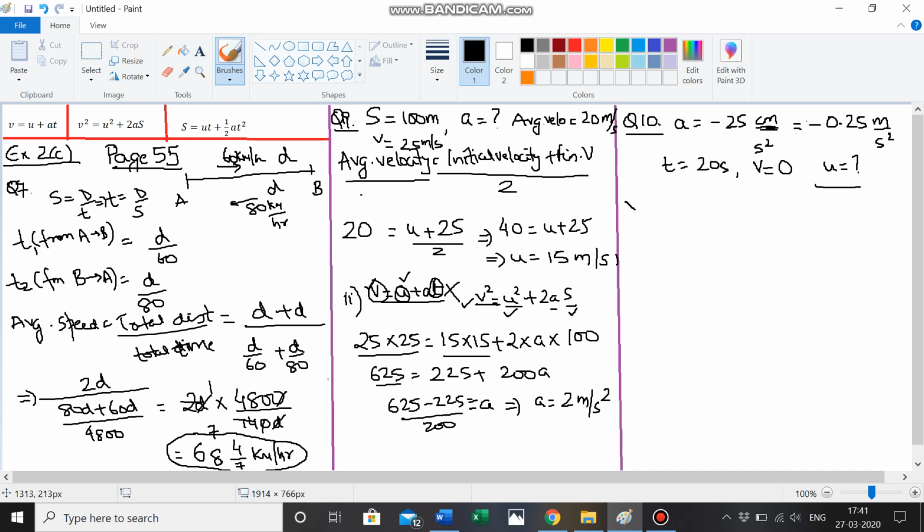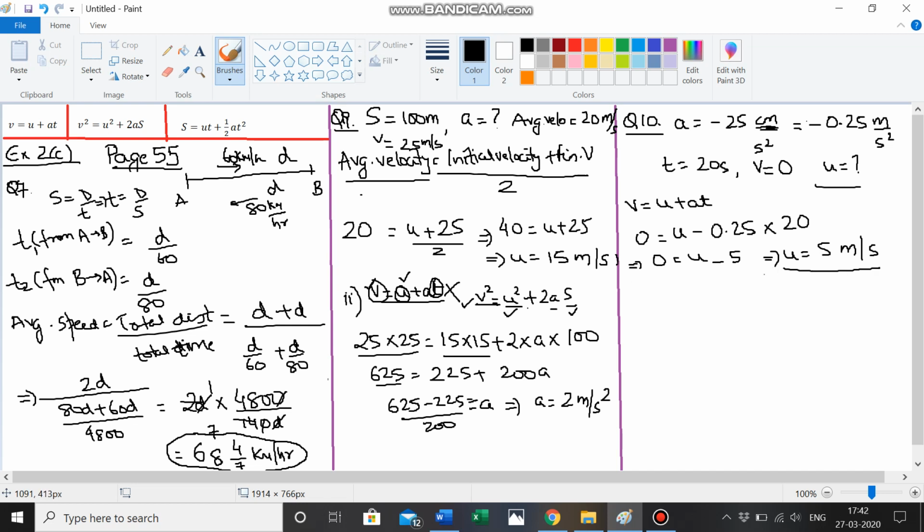So we know the formula v is equal to u plus at. Let's apply this formula. v is equal to 0. u we don't know, plus acceleration. Acceleration in this case is negative, so 0.25 multiplied by time, which is 20, which means 0 is equal to u minus 20 into 0.25, which is 5, which means u is equal to 5 meter per second. I've calculated the initial velocity.